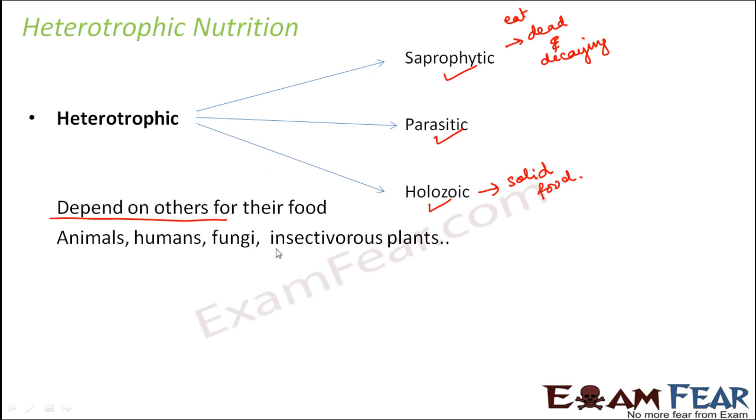So here you see these insectivorous plants. That means these plants feed on insects, so they also have a heterotrophic mode of nutrition. In fact, there are some other plants also which are not capable of performing photosynthesis. They are not capable of preparing their own food, so they are also heterotrophic. So basically these are the two main modes of nutrition.